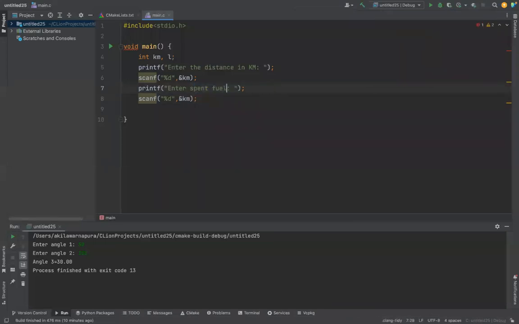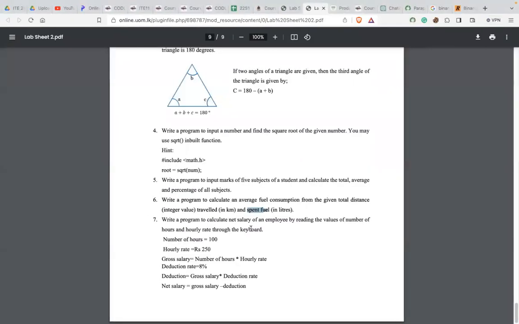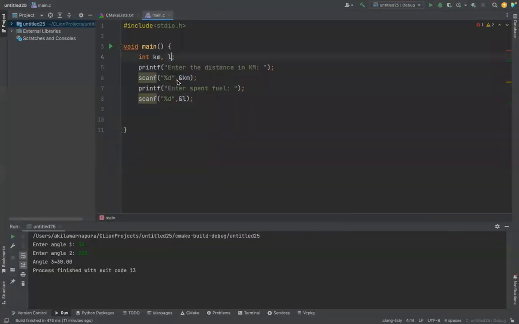Spent fuel. Then you can provide it to the fuels in liters. Okay, suppose that this one also you take from the integer. Then you need to calculate the fuel consumption. Let's say fuel consumption is a variable FC.